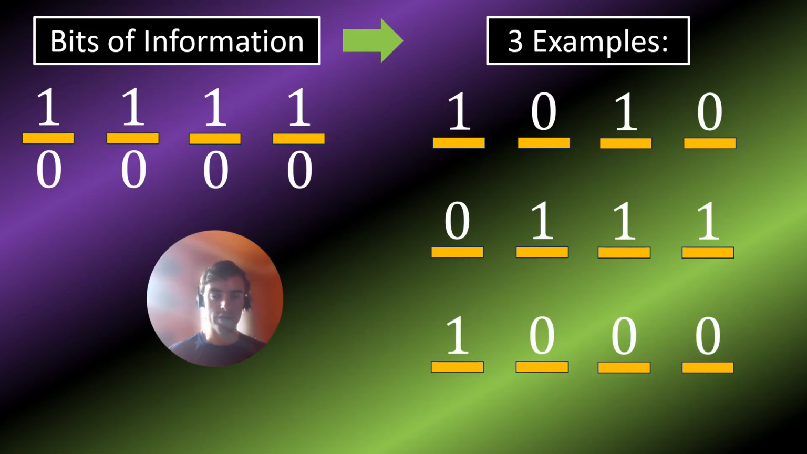Alright, so what we have here is bits of information, or ones and zeros. Three examples of that would be 1010, 0111, or 1001. Those are bits of information. And you can represent different things with different permutations of zeros and ones. Combinations would just be like two zeros anywhere, but we're using permutations to represent different things.